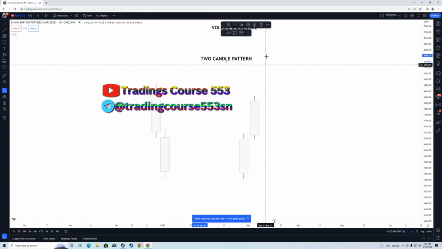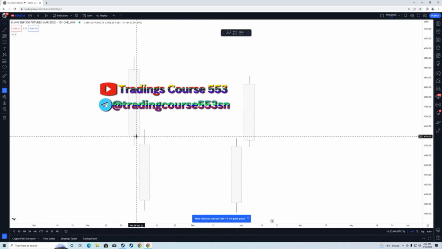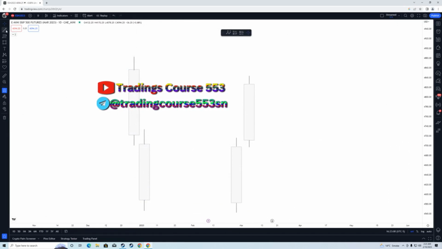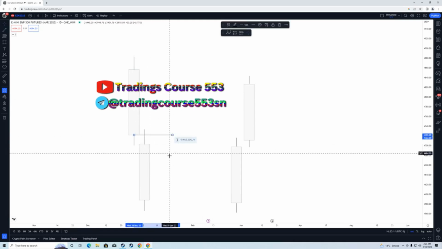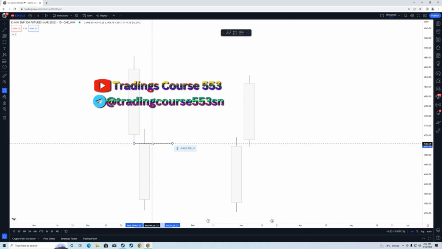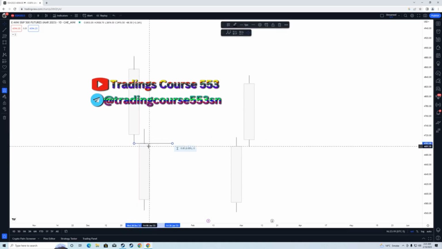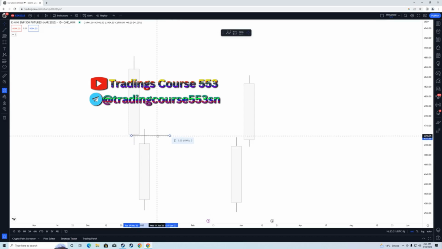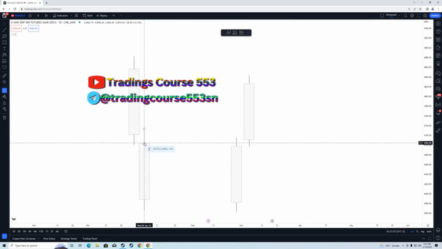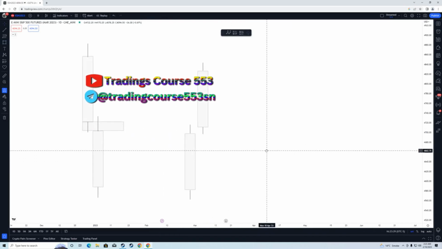This volume imbalance occurs between two candles. You can see right here the candle closed here, and the next candle, instead of opening at the closing price of the previous candle, it opens just below it. So there was so much volume that the candle just opened here. So the gap from the close to the open is what you call a volume imbalance.